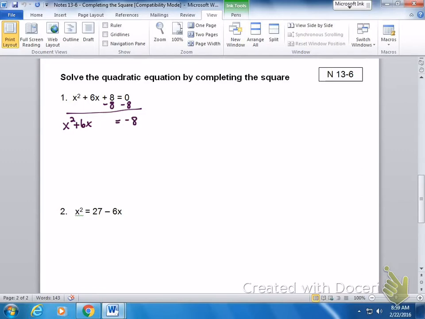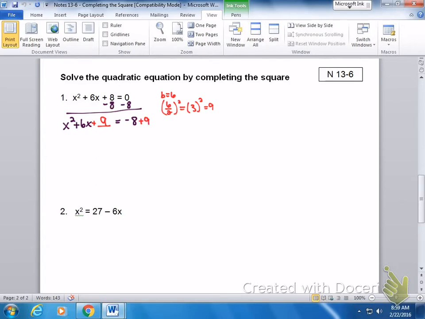Now I need to find out what goes right here, my perfect square. So I'm going to take my b, which is 6, divide it by 2 and square it. So 6 over 2 squared is 3 squared, which equals 9. So I'm going to put 9 right here, but I can't add 9 to one side and not to the other, so I add 9 over there as well.